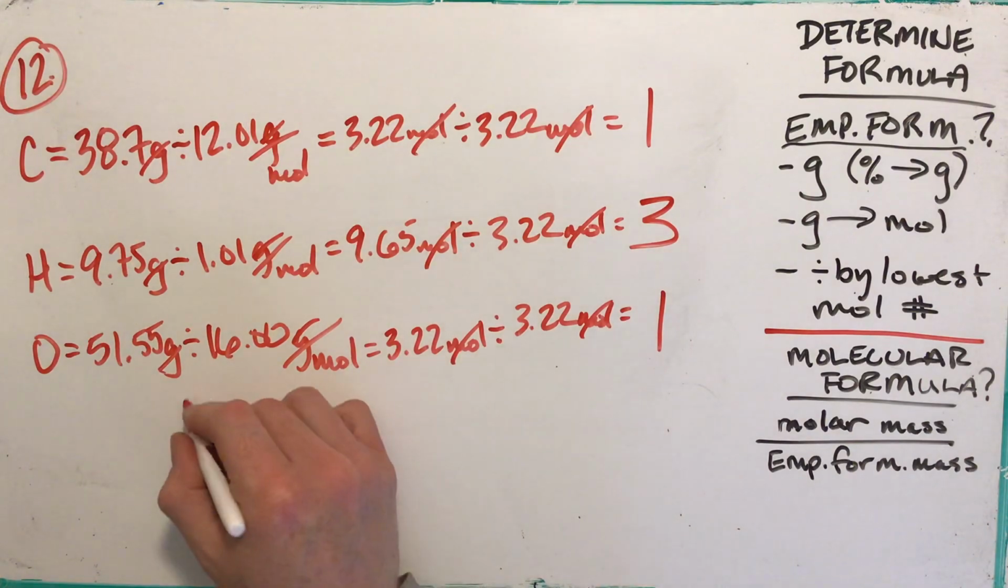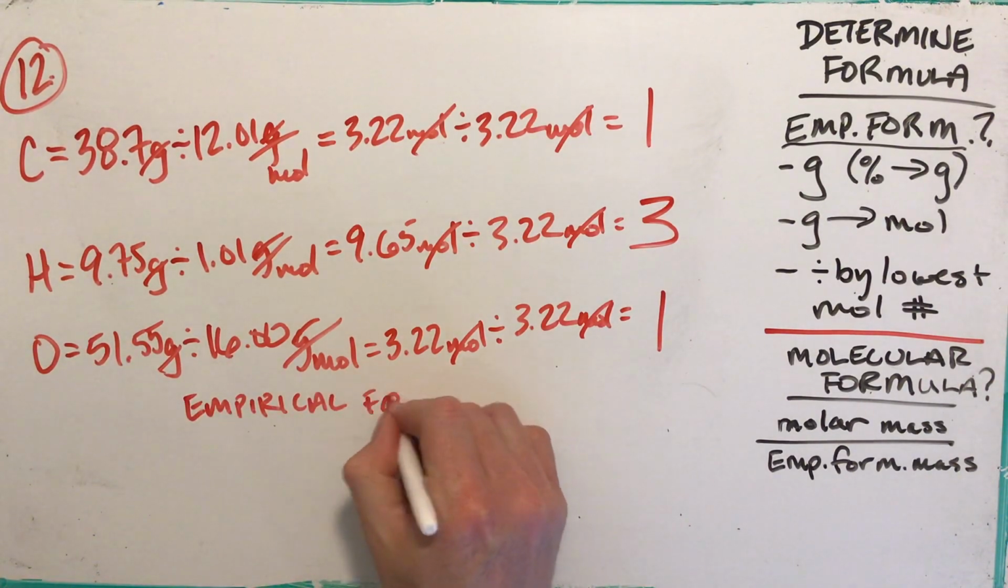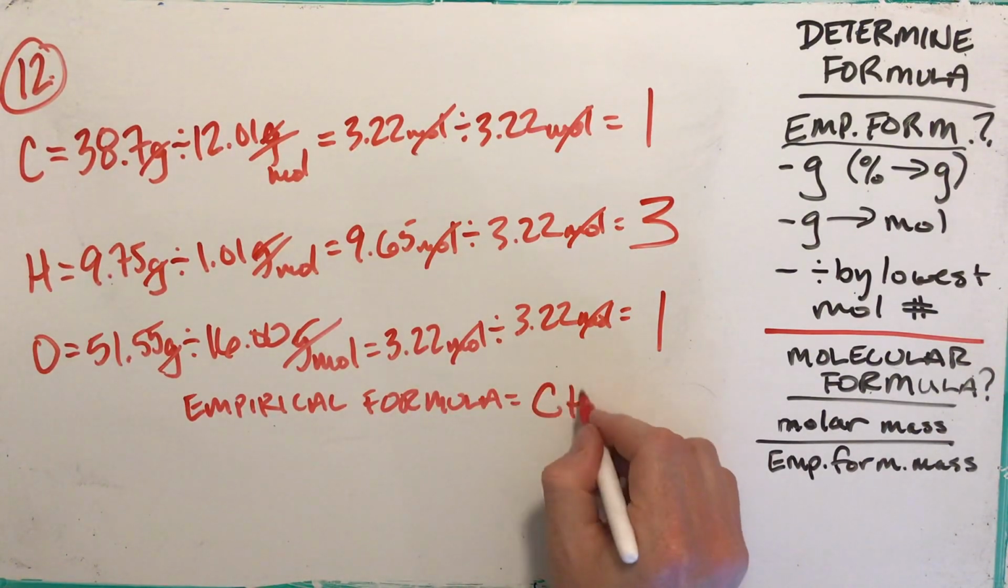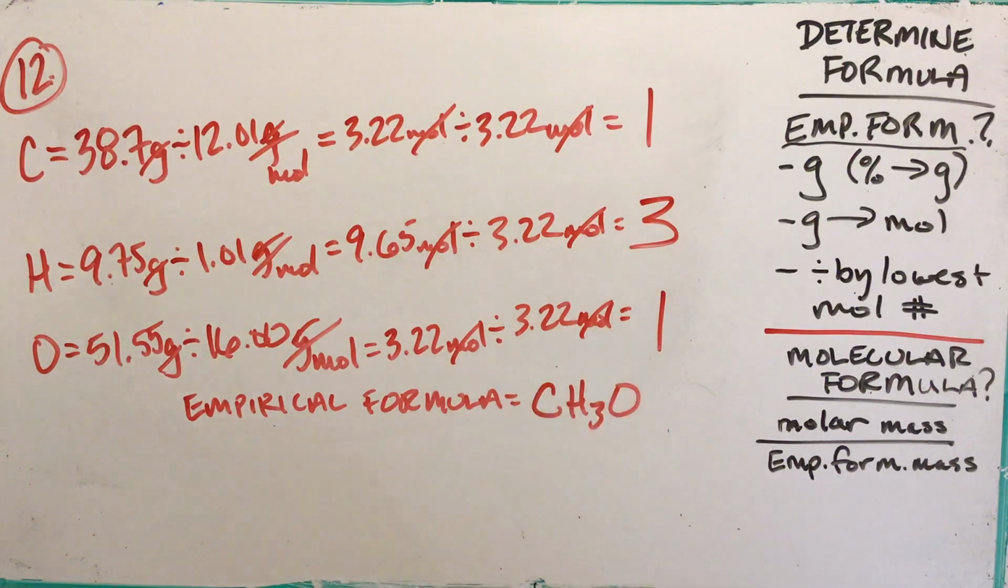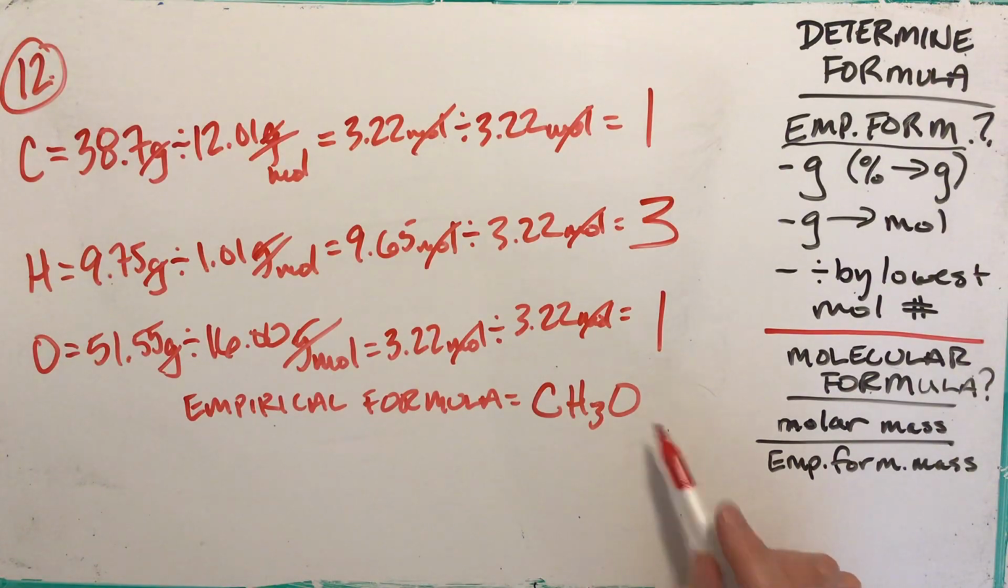So therefore, our empirical formula is CH3O. All right, so that's our empirical formula. I think this question is asking for our molecular formula, the real deal. So this is lowest terms, all right?